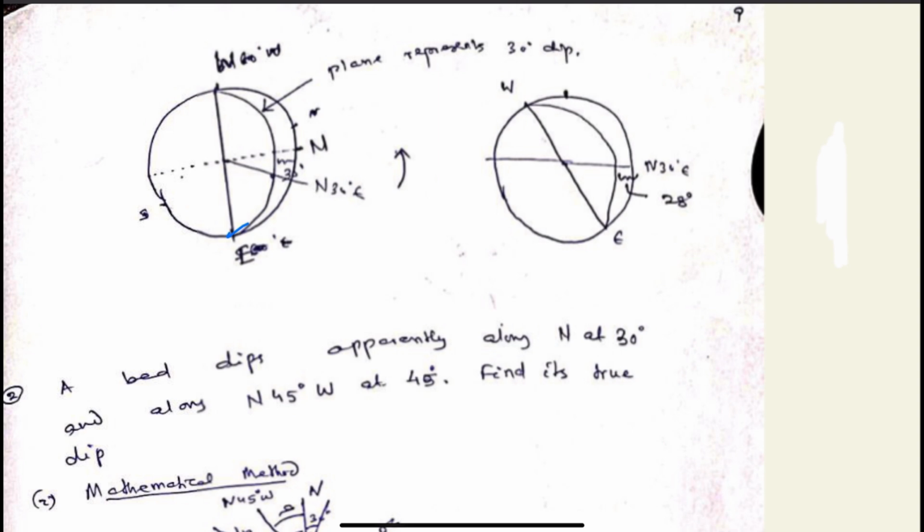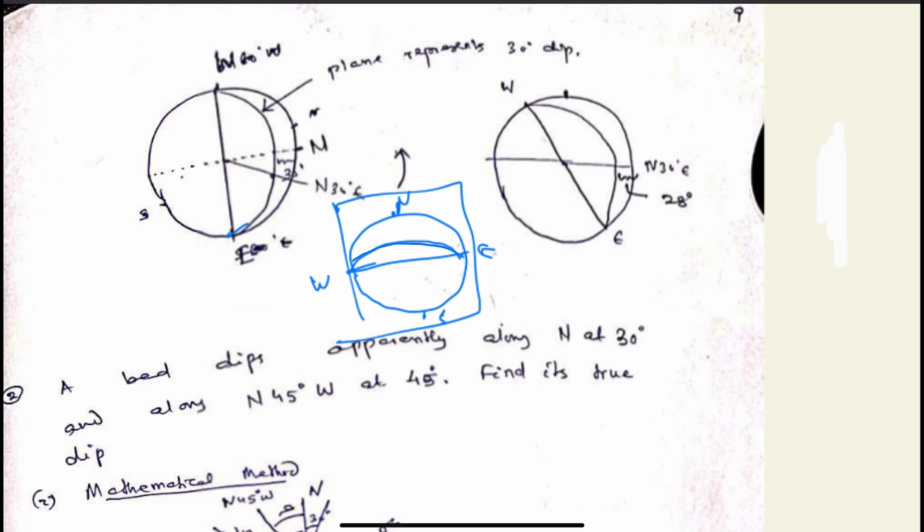So first thing is, we have to draw the primitive circle on the overlay, and point out north, south, east, west. This is the overlay, we have to point out the north, south, east, west line, and then draw the strike line, and draw the dipping plane, this is the maximum dip, along this direction. From the dip we will get here. These are the points for apparent dip. So along north 30 east, this will be the apparent dip.